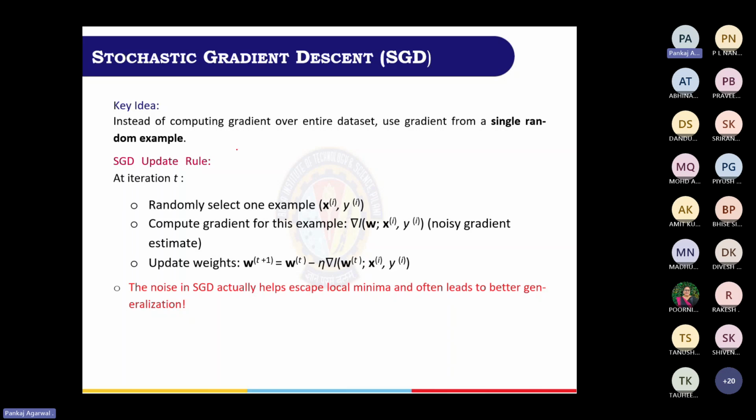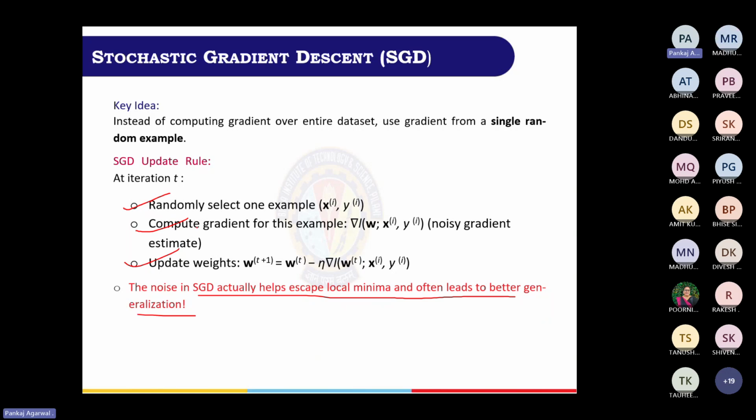We have already talked about stochastic as such, how it takes place in every iteration t. You would randomly select one example, compute the gradient, and update the weights, right? And then the noise in the updates actually helps escape the local minimum and often leads to better generalization.